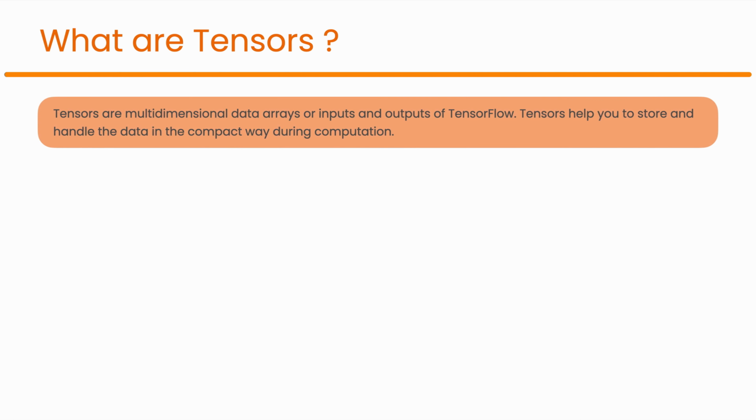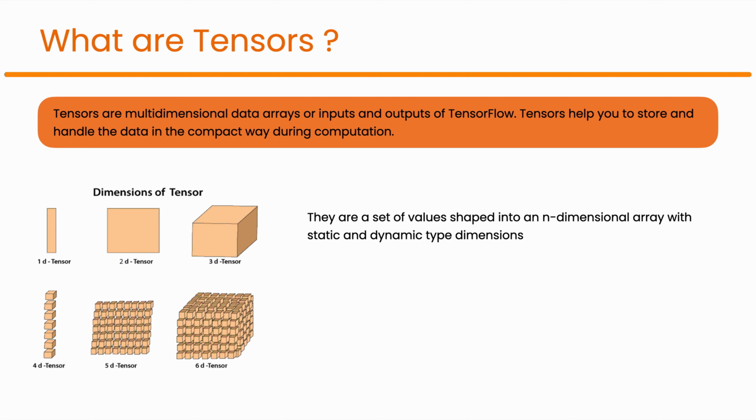What are tensors? Tensors are multidimensional data arrays, or the inputs and outputs of TensorFlow. Tensors help you to store and handle the data in a compact way during computation. They are a set of values shaped into an n-dimensional array with static and dynamic type dimensions. They mathematically represent a physical entity characterized by magnitude and multiple directions.